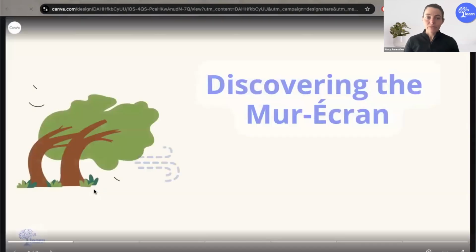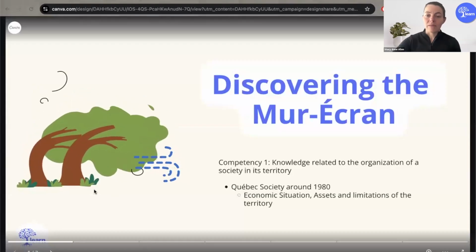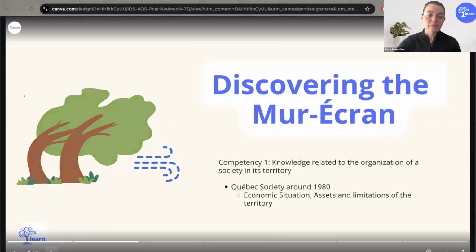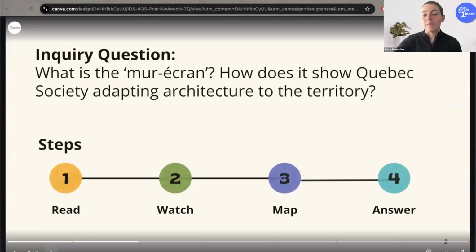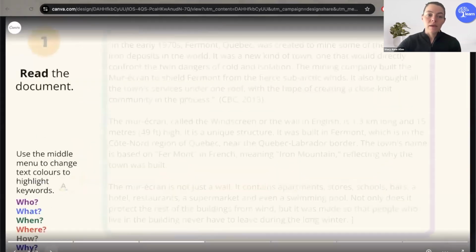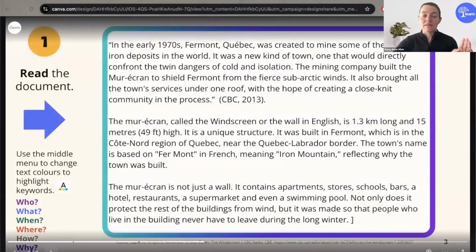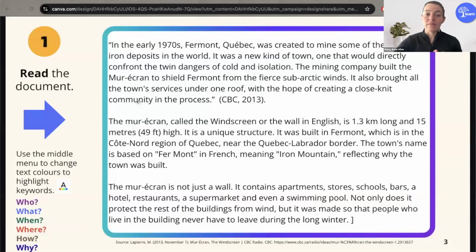Okay. So here is the main page of the activity. You'll see that it's broken up into 4 main steps. So students read, watch, map, and then they answer the inquiry question. Okay. Students again can make a copy of this template and complete the whole activity in one file. So for example, here are the texts that students could read.